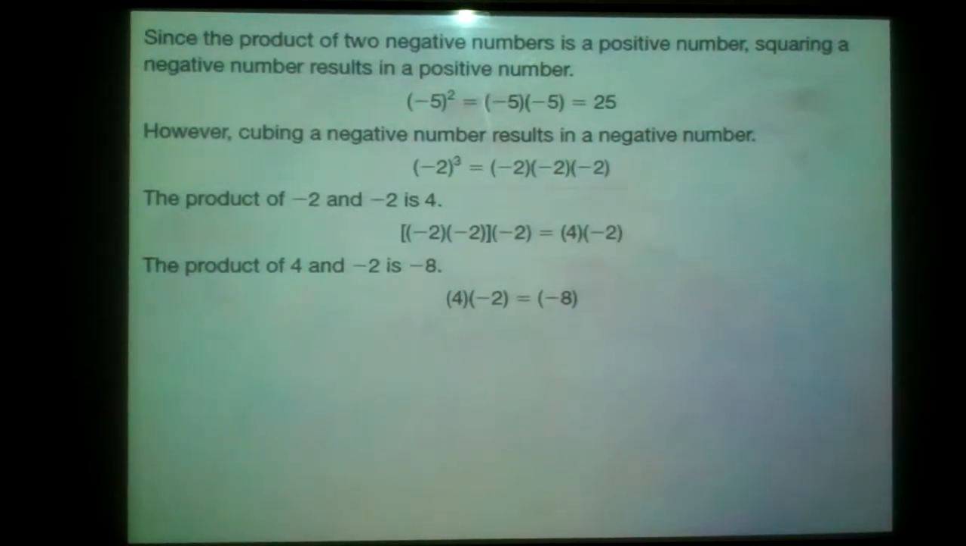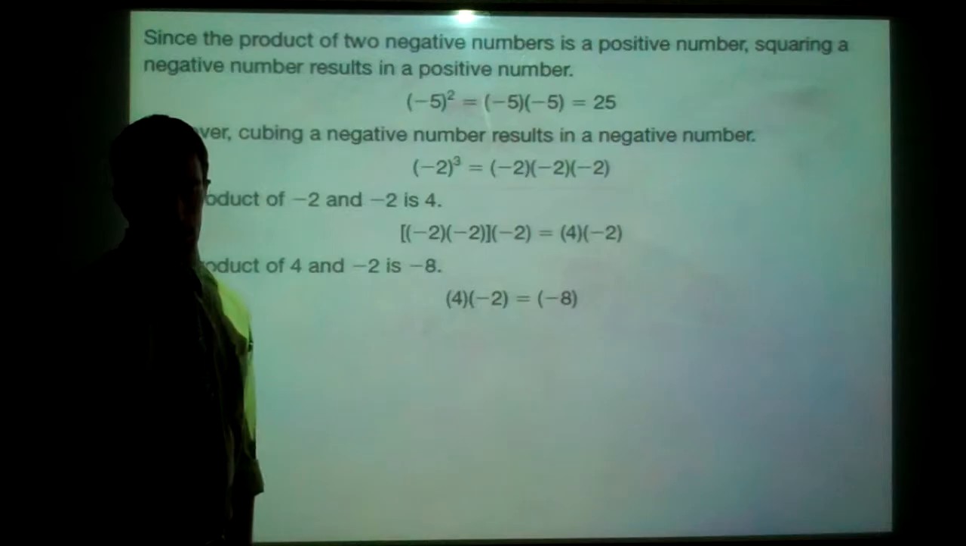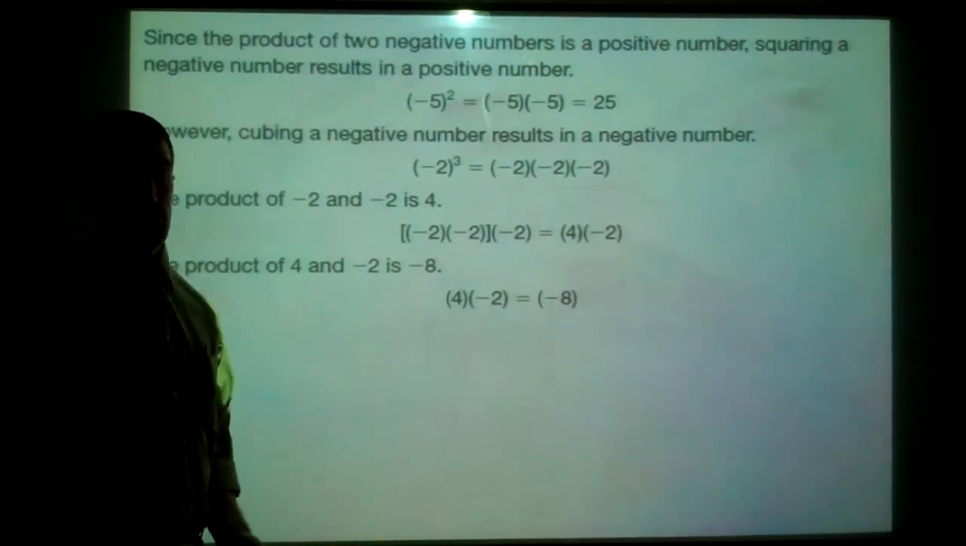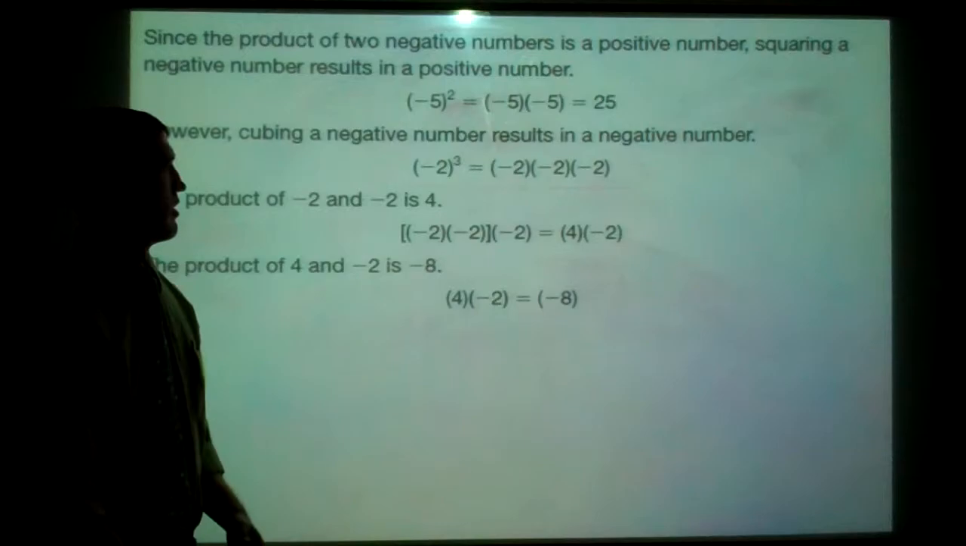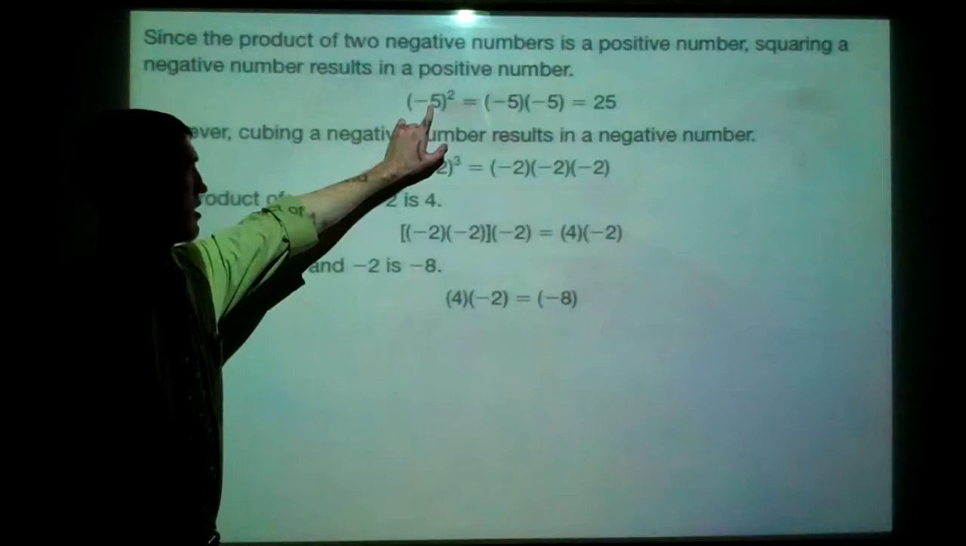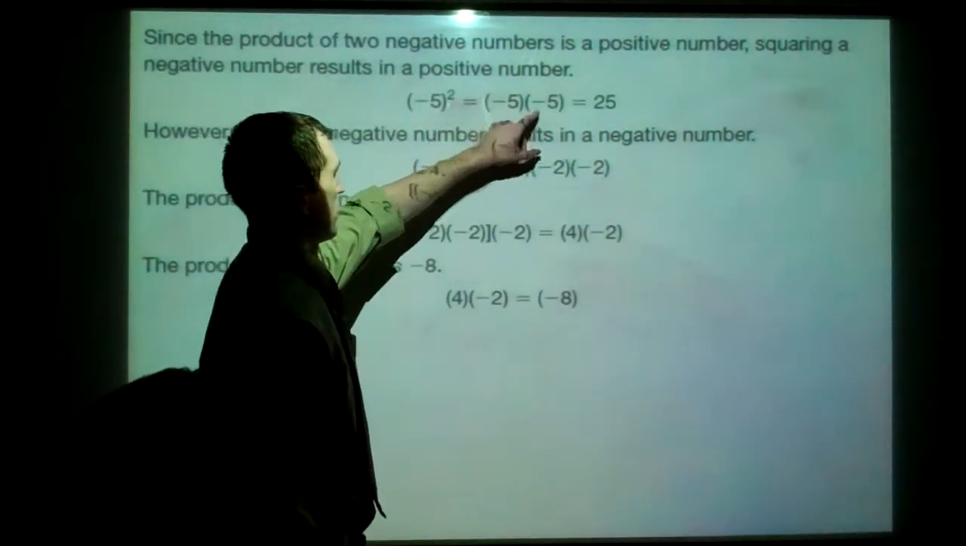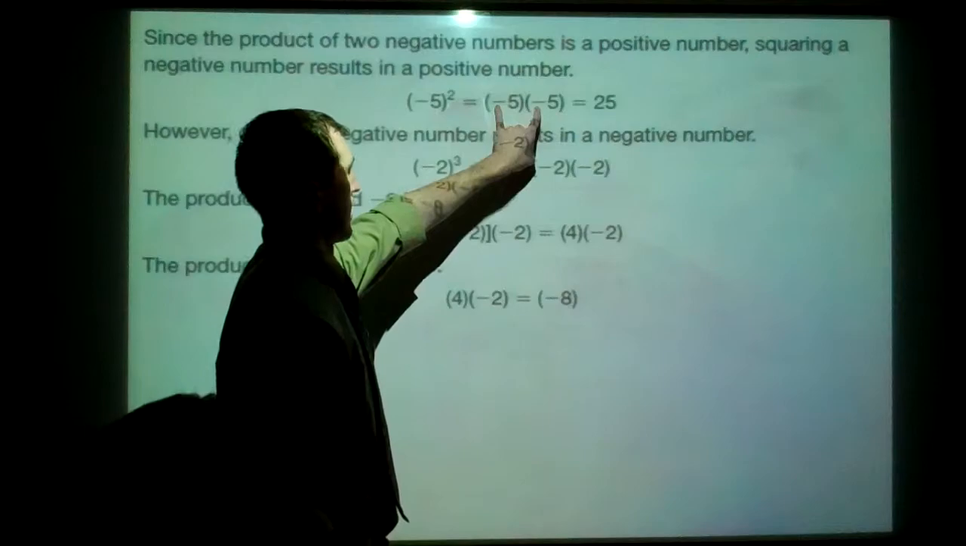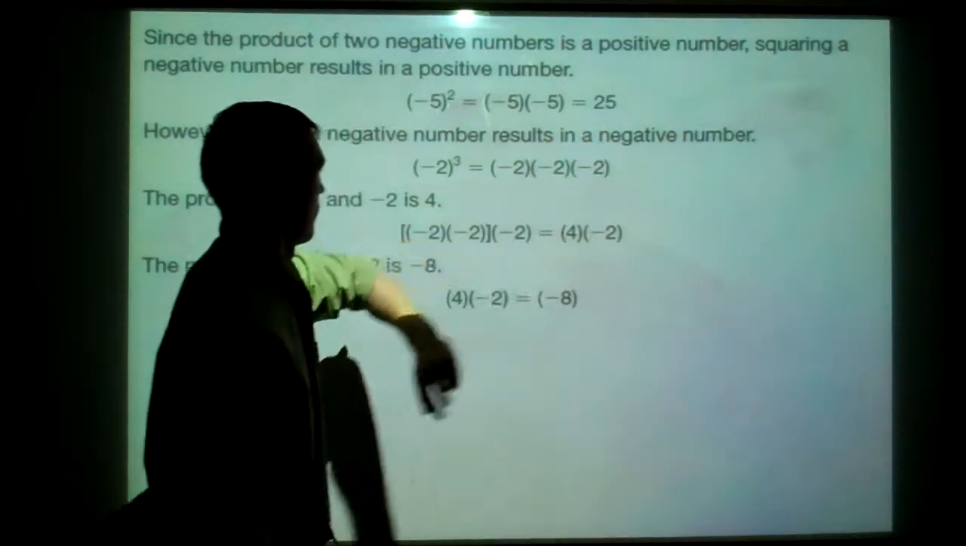Alright, now we're going to use this product rule to help us save some time here in the future. Since the product of two negative numbers is a positive number, squaring a negative number results in a positive. Now remember, if we square something like 3 to the second power, that's 3 times 3, that gives us 9. Okay, it's no different with negatives. We're going to take whatever's inside here and multiply it twice. Negative 5 times negative 5, and we know that two negatives multiplied together gives us a positive.